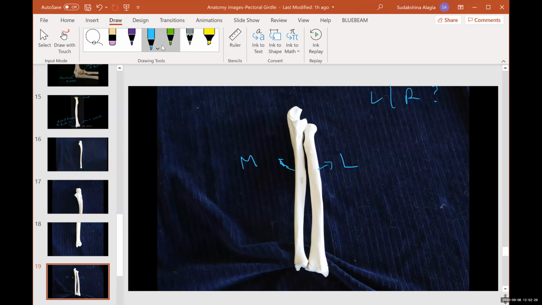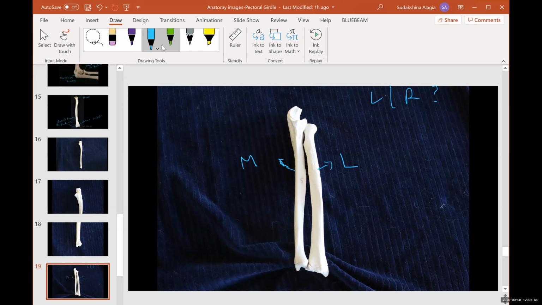In anatomical position, ulna is the medial bone. Medial aspect of your forearm is made by ulna. Lateral aspect of your forearm, meaning your thumb side, is made by radius. Your pinky side is made by ulna.